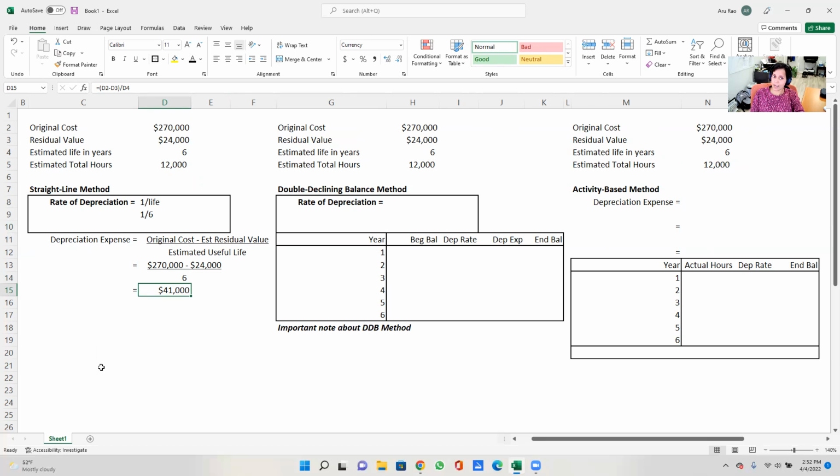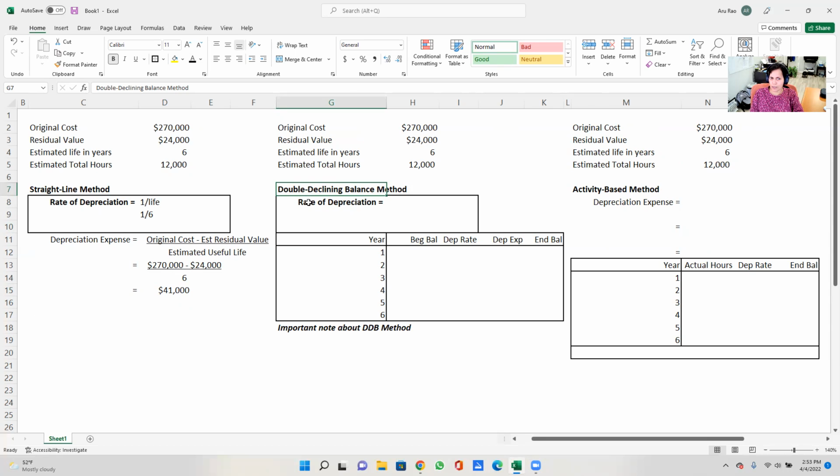So that's relatively easy, the straight line method. So if you ask me what's the depreciation expense in year 1 or year 4 or year 6, the answer is the same, 41,000. I do the calculation once and I can just set the journal entry up for all 6 years. Now let's move on to the double declining balance method.